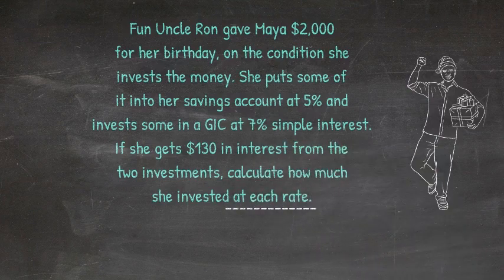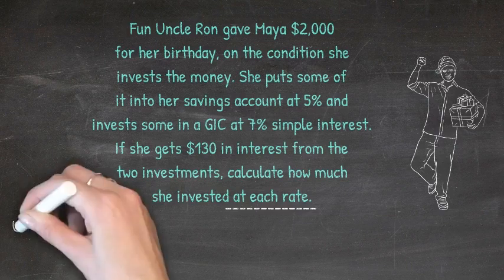Now, it does ask how much she invested at each rate. And in the end, our final answer will actually include two values. However, there is actually truly only one unknown piece of information. Let's see how that works.